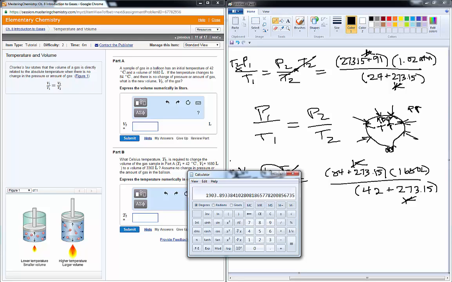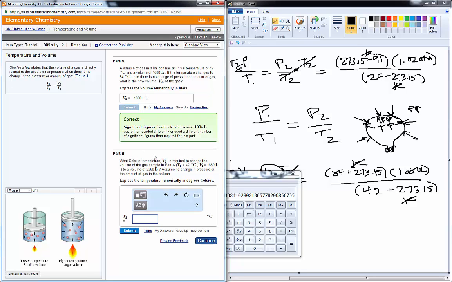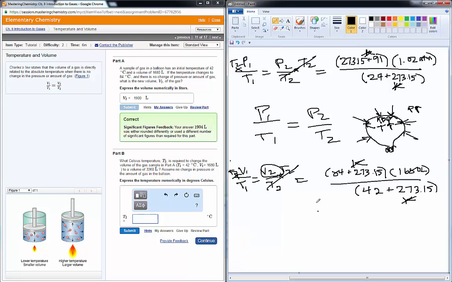Gives me a new volume of 1904. There we go. Now this time they want to solve for T2. Again, it's a little tricky because T2 is on the bottom.